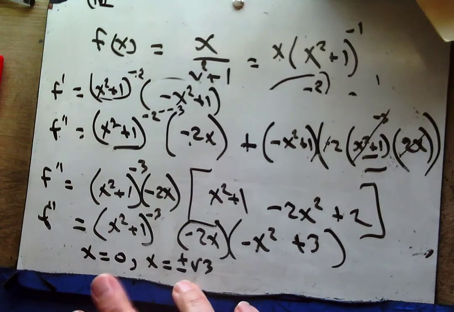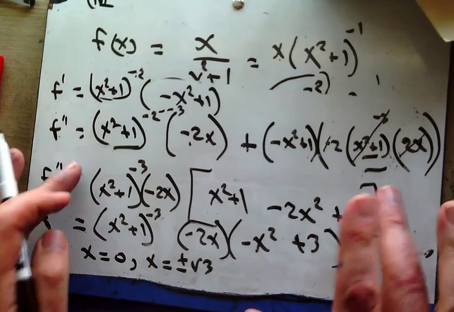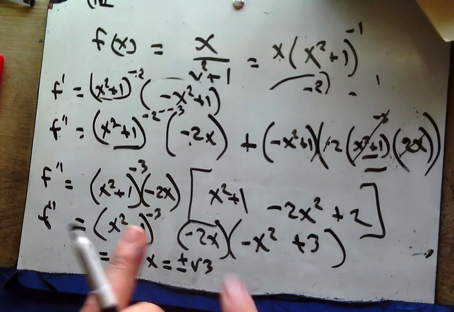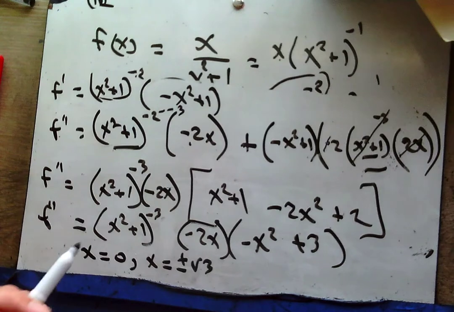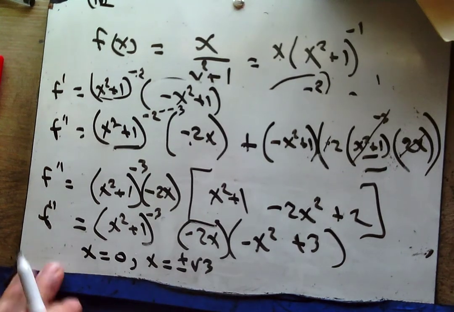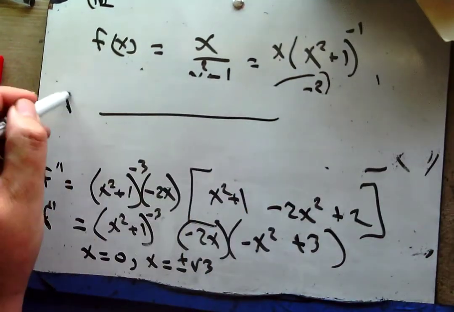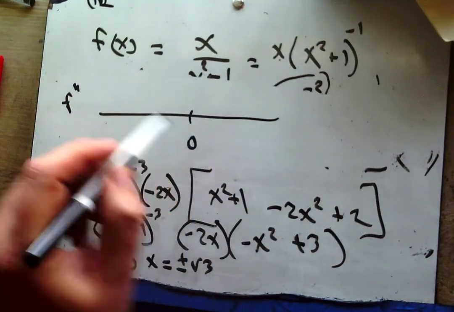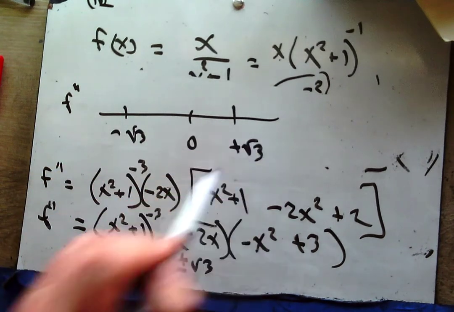Yes, these were the places we had mins and maxes on our f prime graph. I graphed the f prime graph, and we saw those 2 low points. These were the mins, this was the max. Okay, and we're looking for inflection points. So let's put these on an f double prime sign chart. We've got 0, we've got minus root 3, and we have plus root 3.